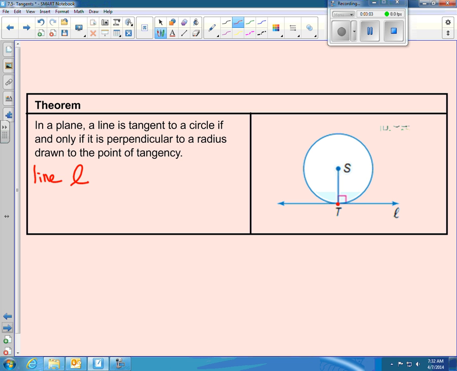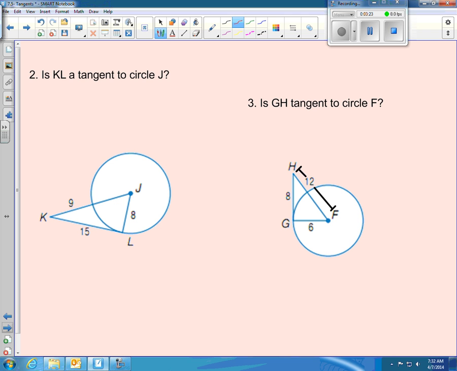Line L is tangent to circle S if and only if, remember, the double arrow means if and only if, L is perpendicular to line ST. So perpendicular is going to use some triangles. Number 2 says, is KL a tangent to circle J? So notice we have some lengths here, and we need to figure out if this is a right angle here.